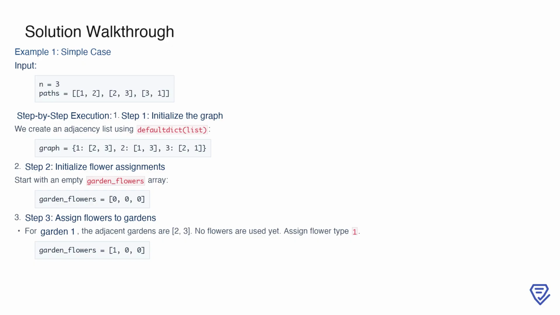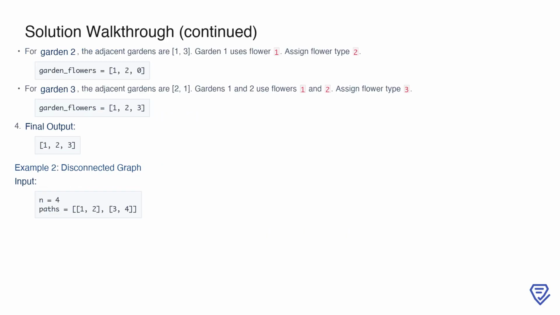Next, we initialize an array, garden_flowers, to keep track of flower assignments for each garden. Initially, all values in the array are set to 0, indicating no flowers have been assigned yet. Now, for garden 1, we find that its adjacent gardens, 2 and 3, don't have any flowers assigned yet. This means we can assign flower type 1 to garden 1. At this stage, the garden_flowers array is updated to reflect this assignment, 1, 0, 0.